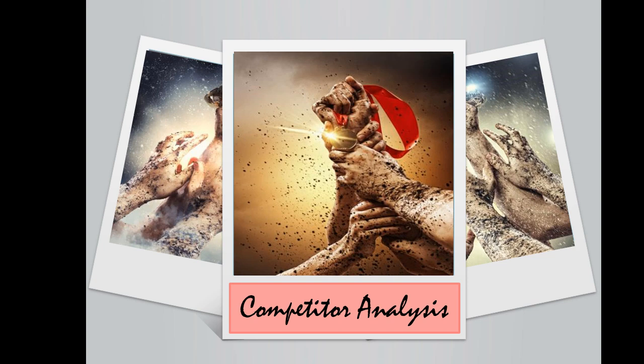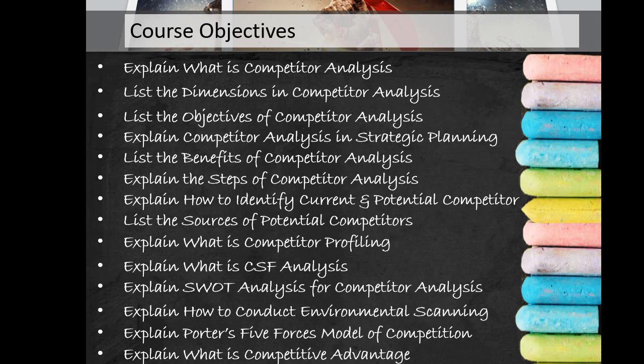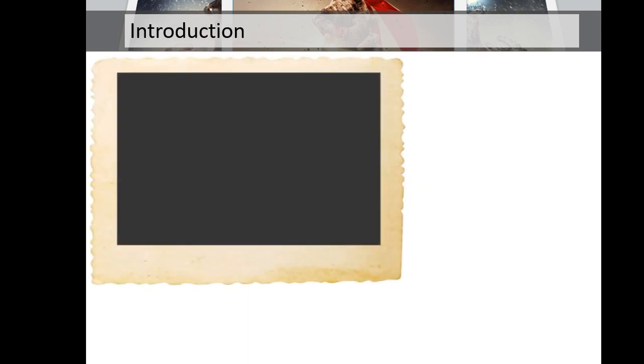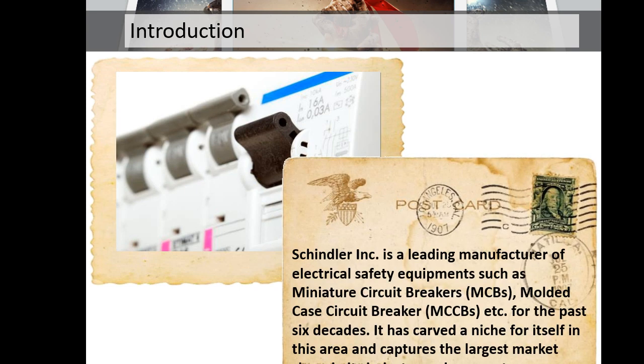All right. So we're looking at the following objectives in this course. As you can see on your screen, we have about 11 or 12 things, or thereabout, to talk about as regards competitor analysis. All right, so let's proceed.